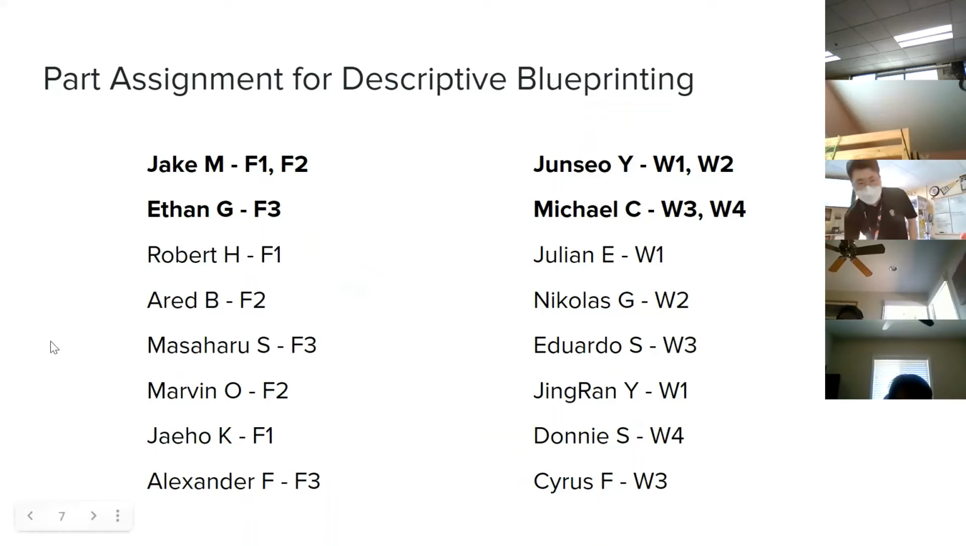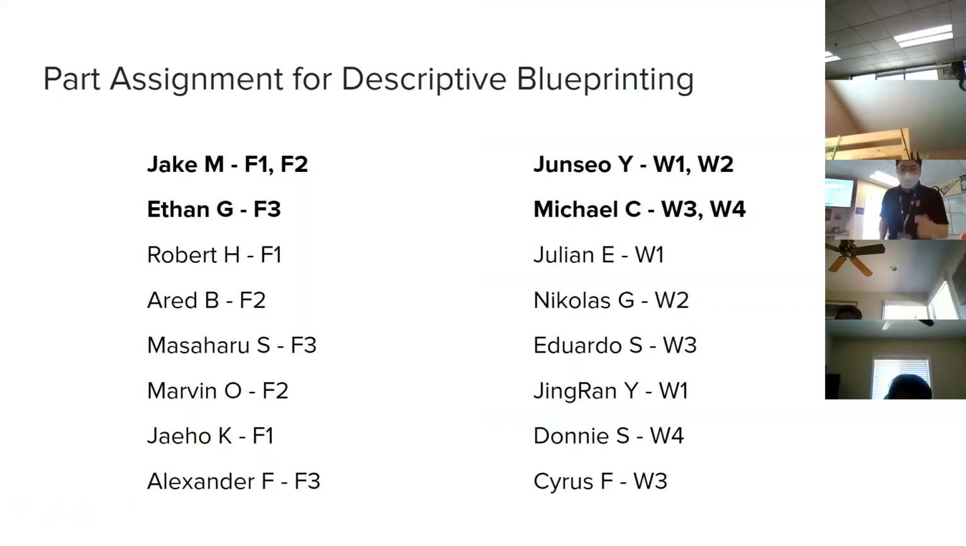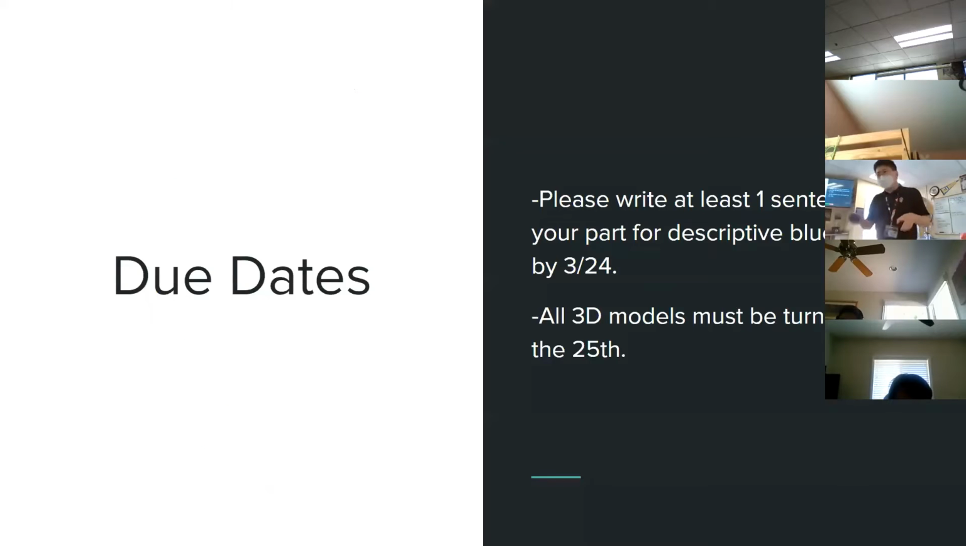All right, it looks like we're almost there. Now, just one last thing, due dates. Please write at least one sentence for your part for descriptive blueprinting by March 24th. As I said, here are your parts. I just need one sentence from each one of you. That doesn't mean I'm going to restrict you to one sentence. You can create something like 5 or 6. I'm just saying put at least one and have it by the 24th. Maximum, it's going to take you like a minute to do. So please try to get this goal accomplished.